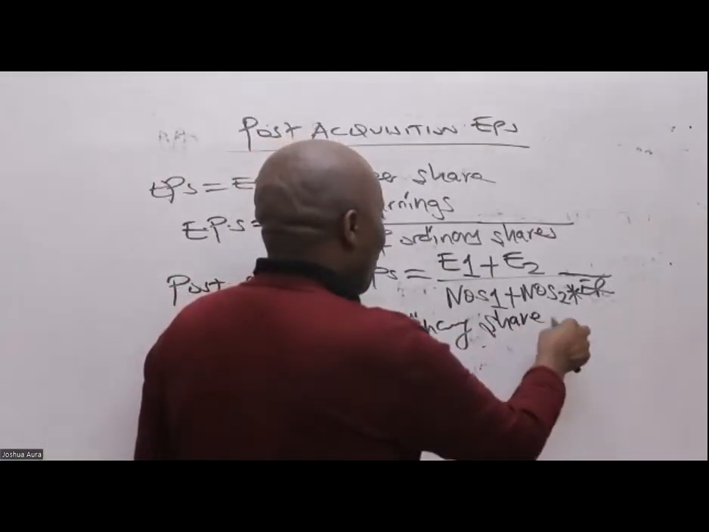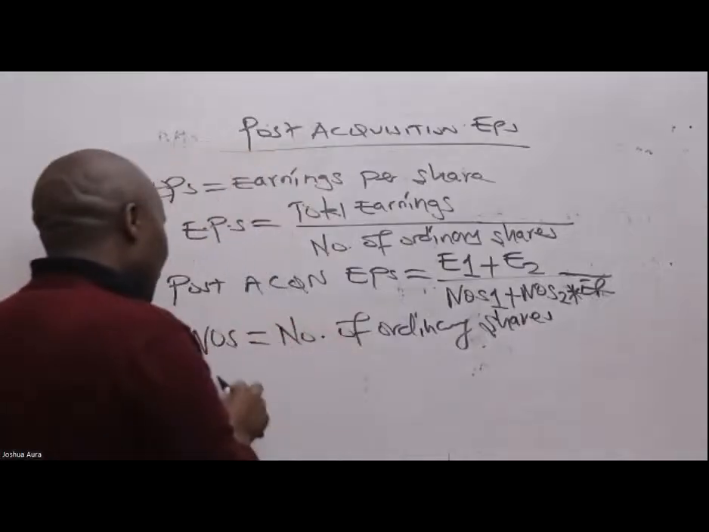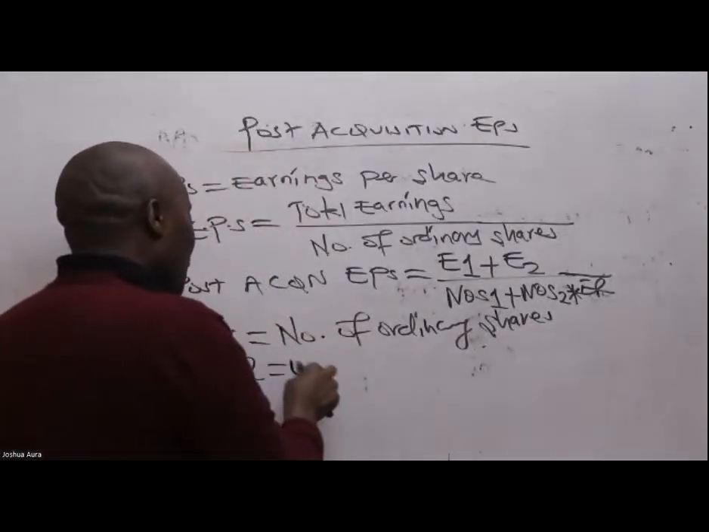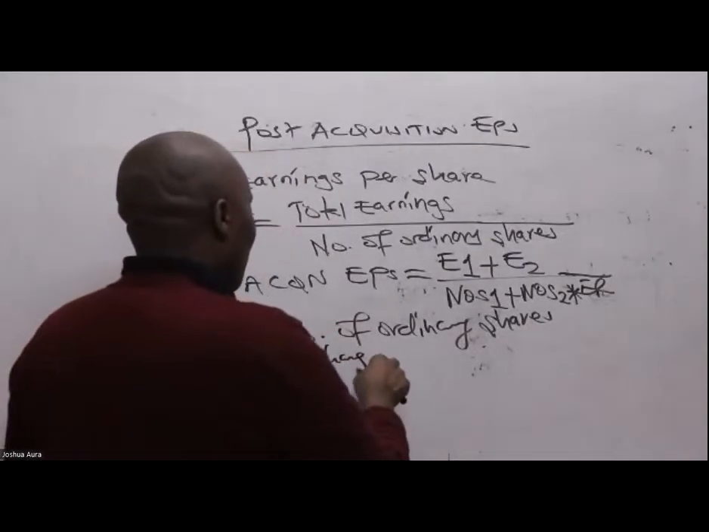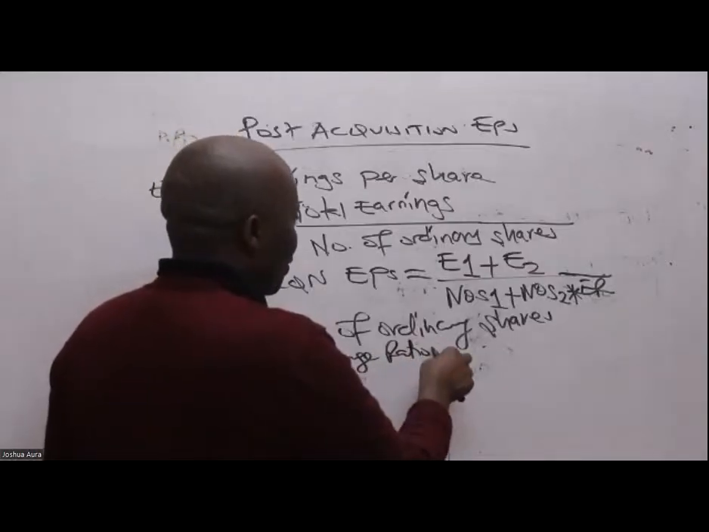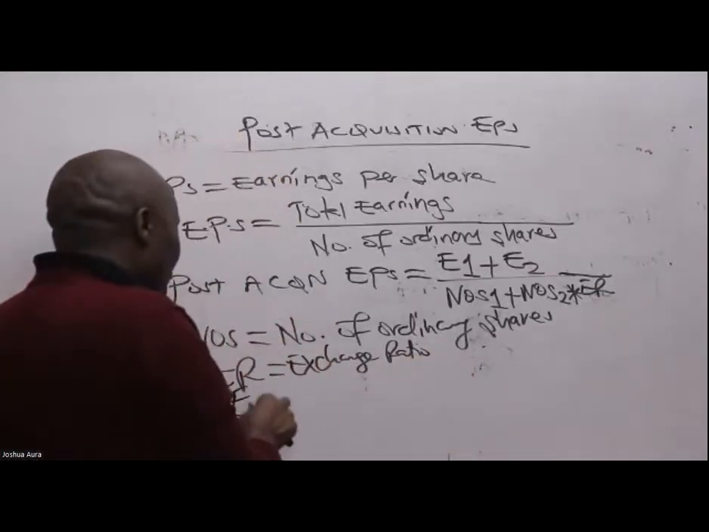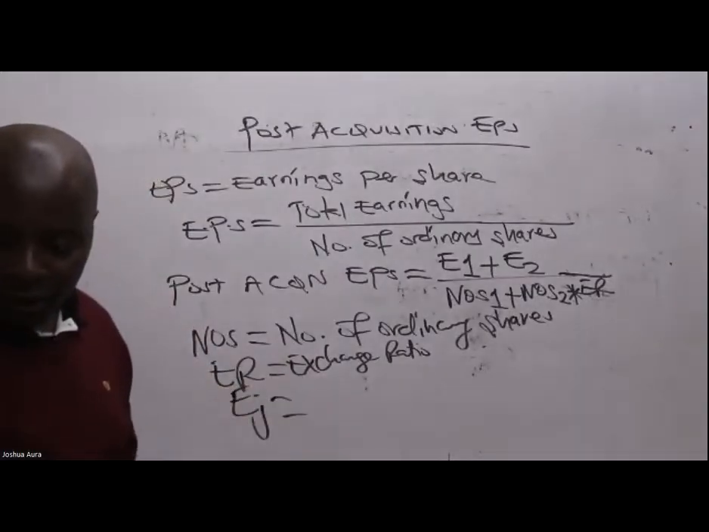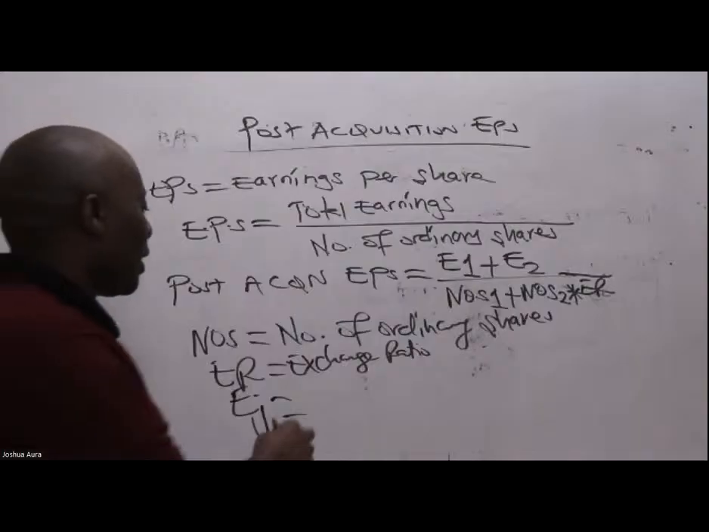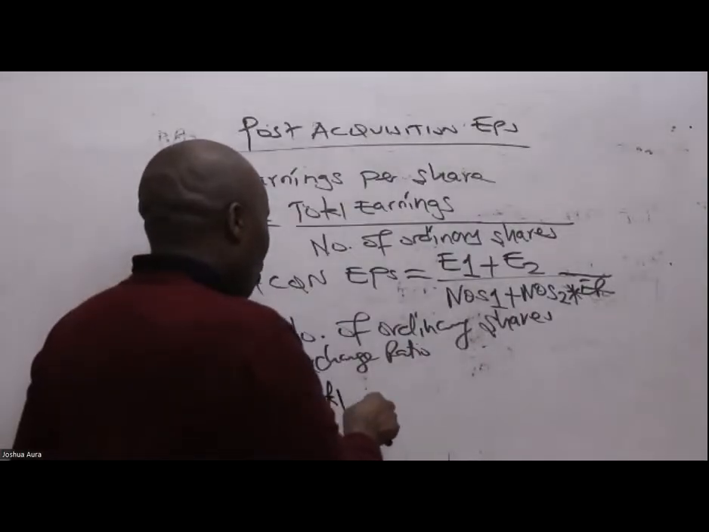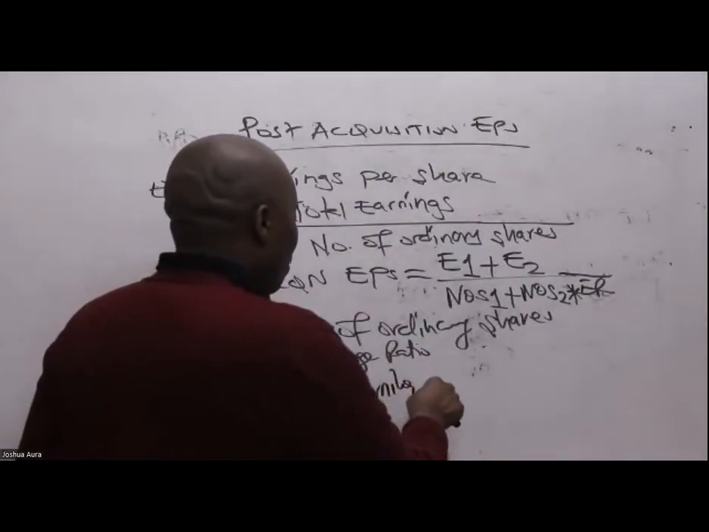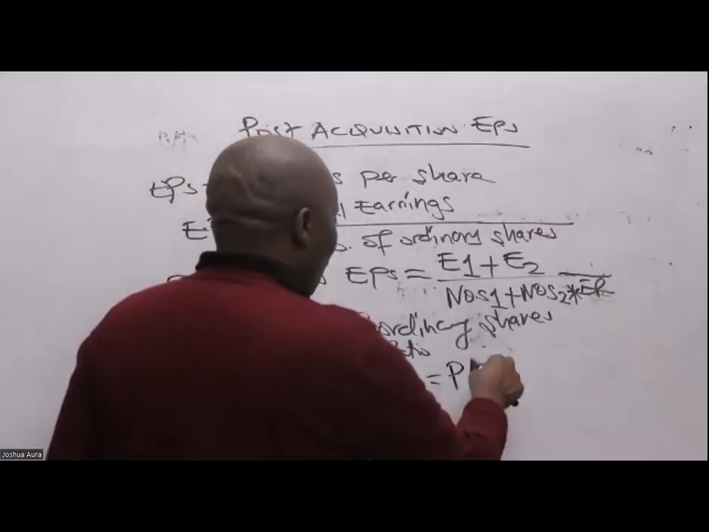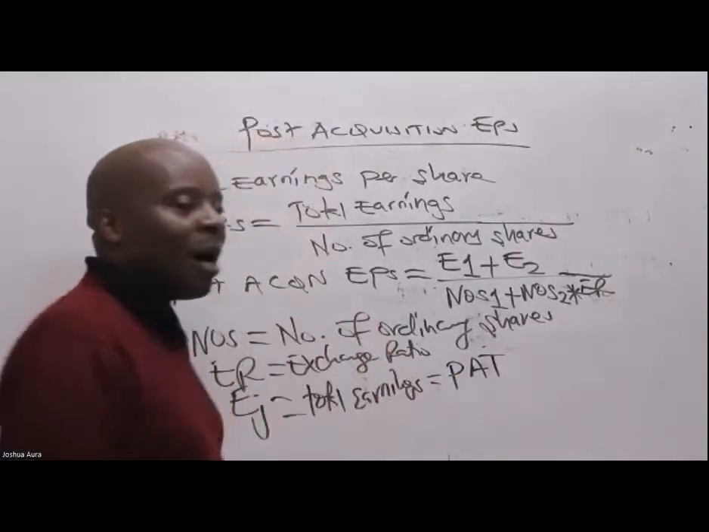Please don't forget that NOS stands for number of ordinary shares, and ER stands for exchange ratio. And then we have EJ. J can be a number like E1, E2. So this EJ is the total earnings, and in our case, total earnings would always be the profit after tax part.